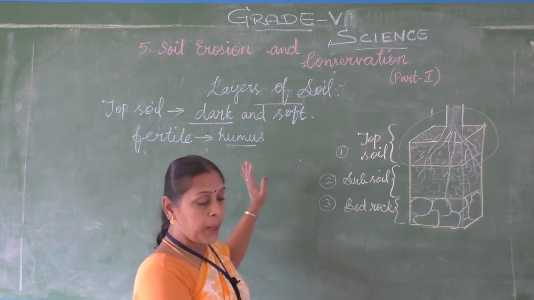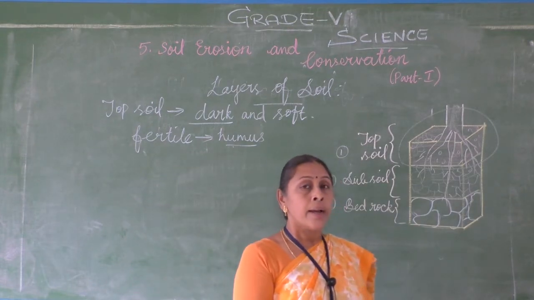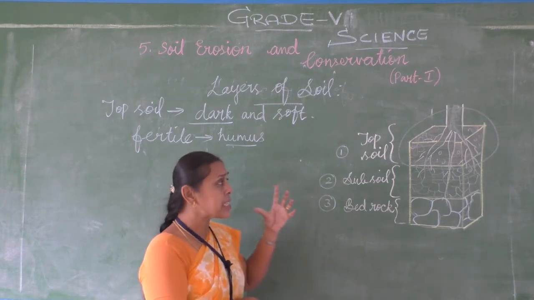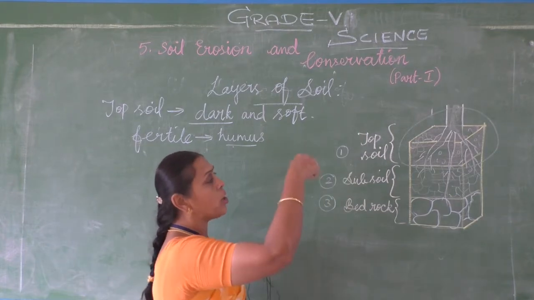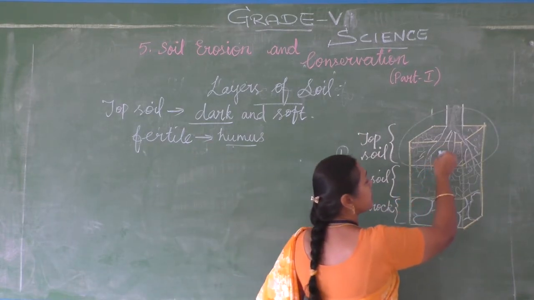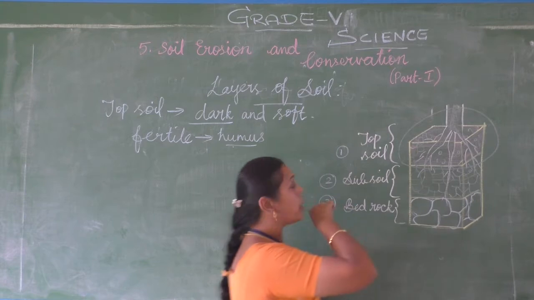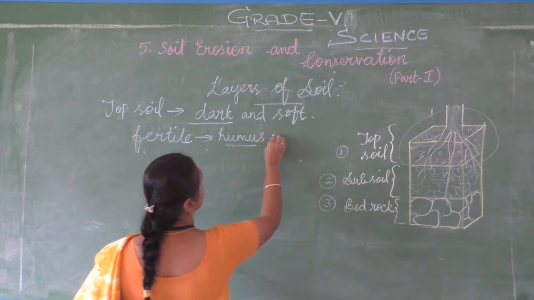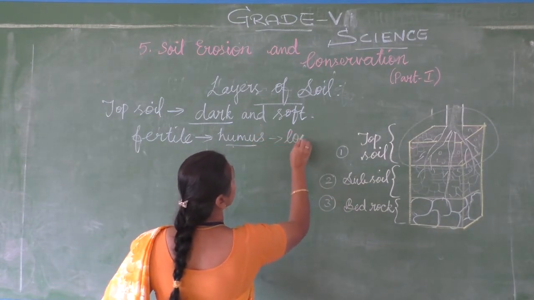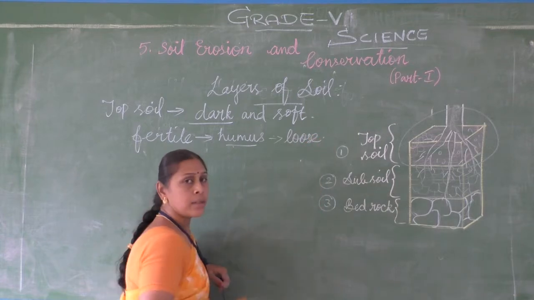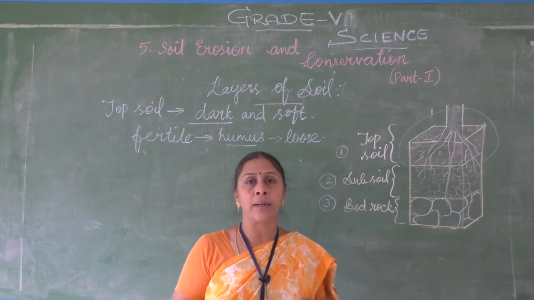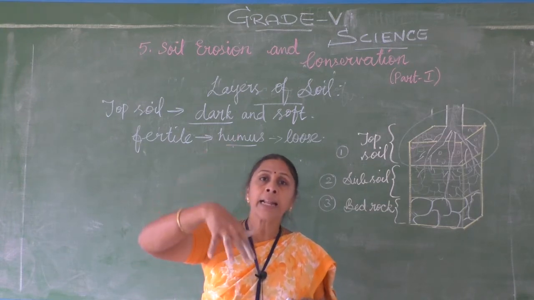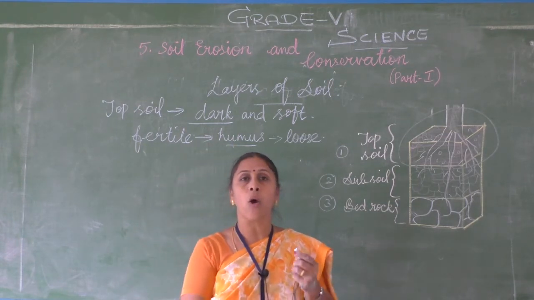And in the top layer, there will be some gaps in between. Through that, the air will also enter. Here, the topsoil will be loose. It will be loosely arranged. Soil particles will not be tightly packed. They will be loosely packed, so that the air and water will enter into the top layer.